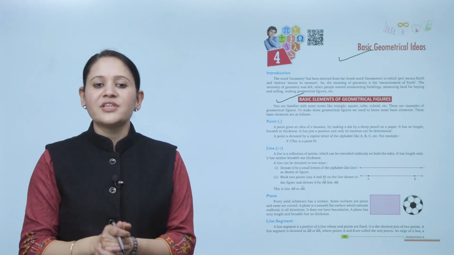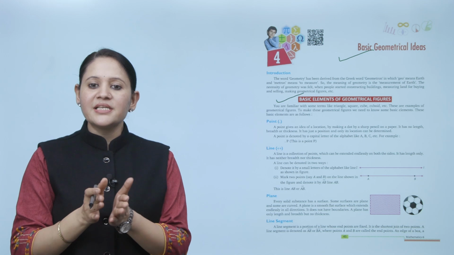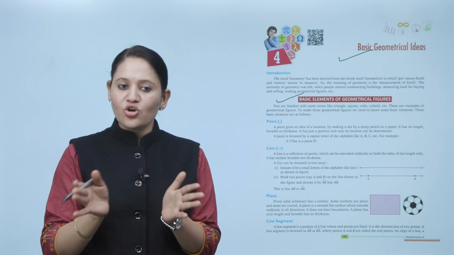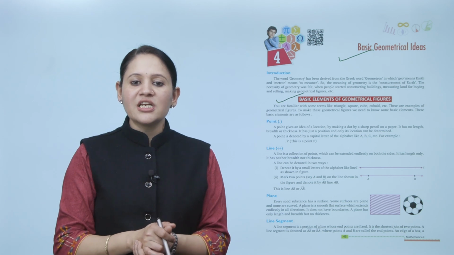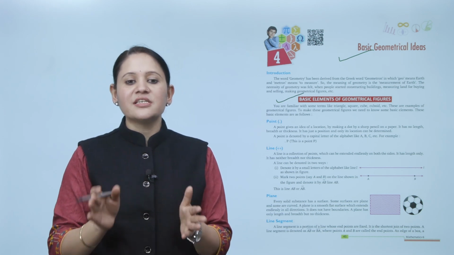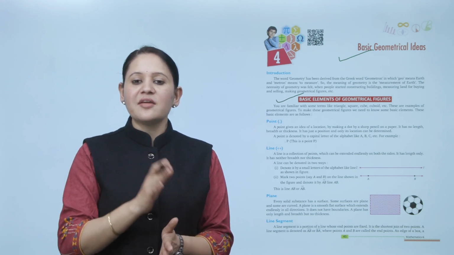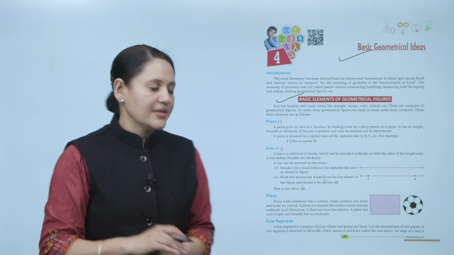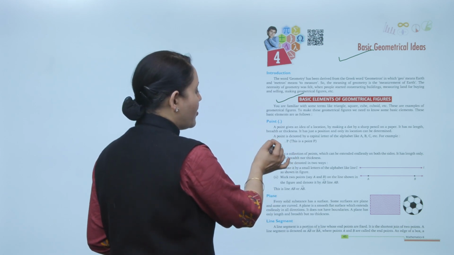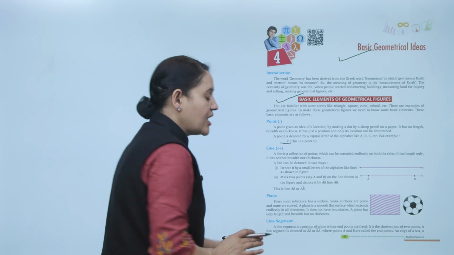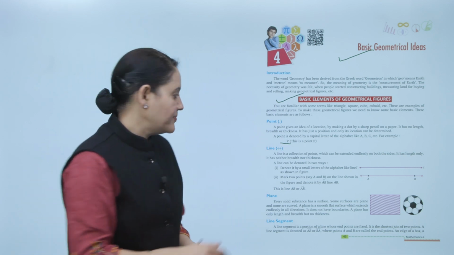You are familiar with the idea of location. By making a dot with a sharp pencil on a paper, it has no length, no breadth and no thickness. It has just a position and only its location can be determined. A point is denoted by a capital letter of the alphabet like A, B, C, etc. For example, here this dot shows a point. So P is a point. It shows the location or exact position of something. Clear? Next is line.